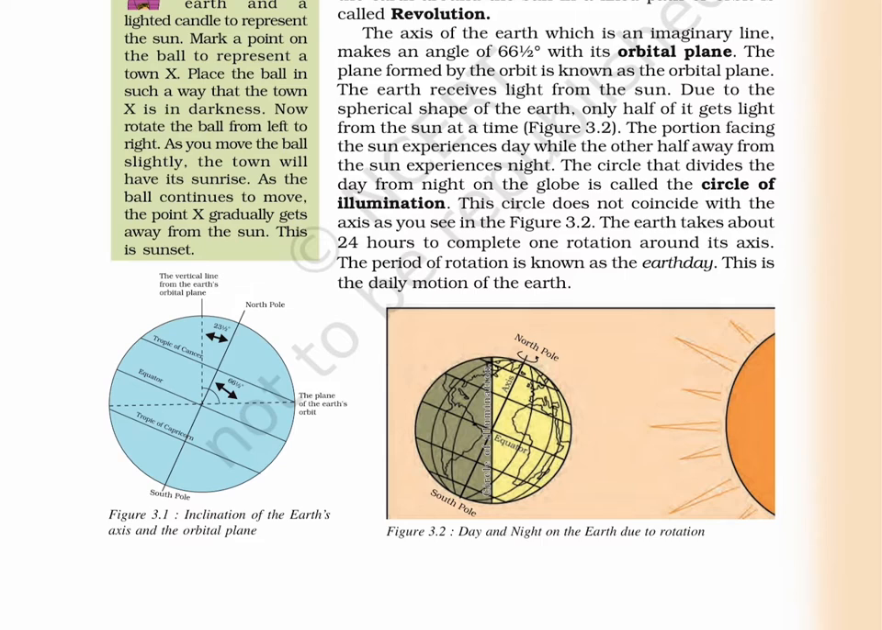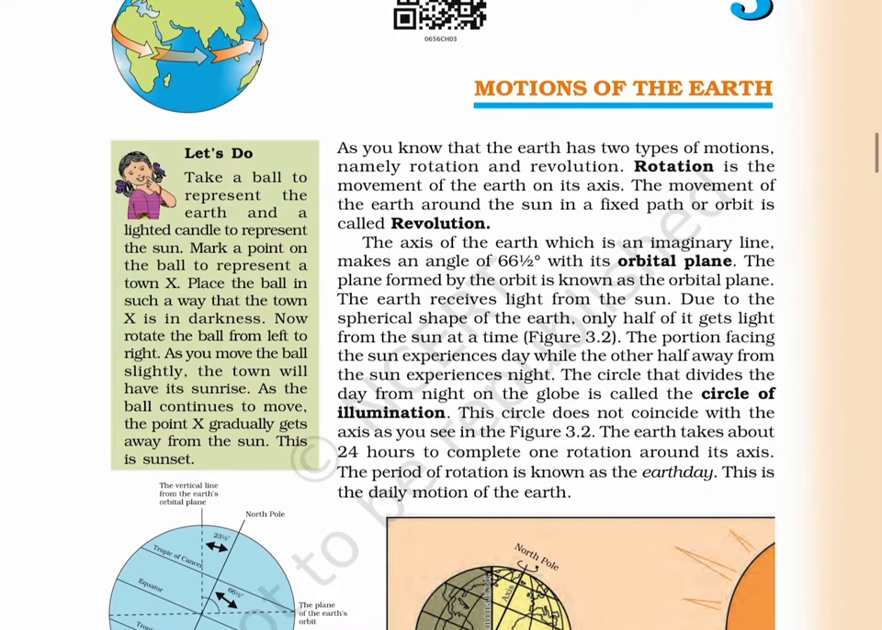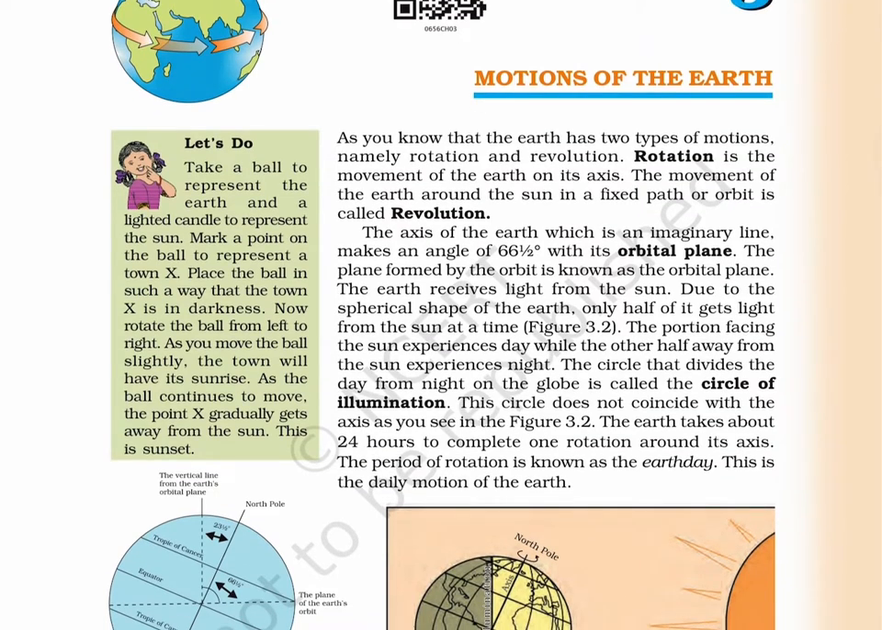Let's do. Take a ball to represent the Earth and a lighted candle to represent the Sun. Mark a point on the ball to represent a town X. Place the ball in such a way that the town X is in darkness. Now, rotate the ball from left to right. As you move the ball slightly, the town will have its sunrise. As the ball continues to move, the point X gradually gets away from the Sun. This is sunset.